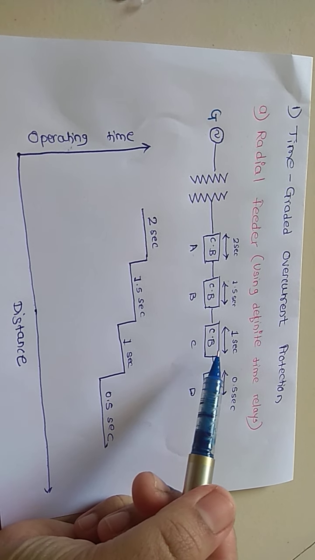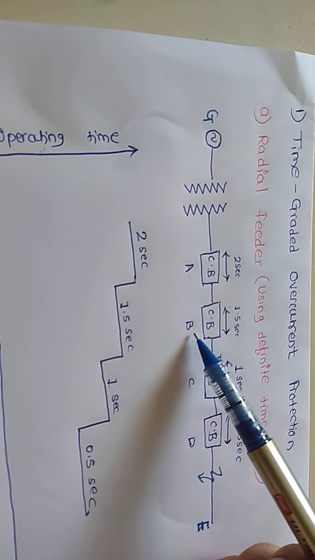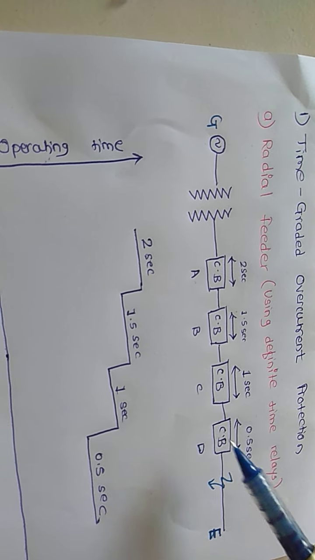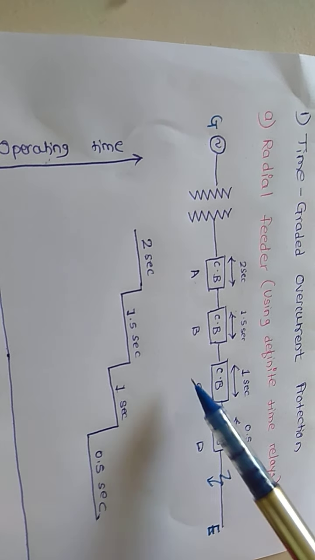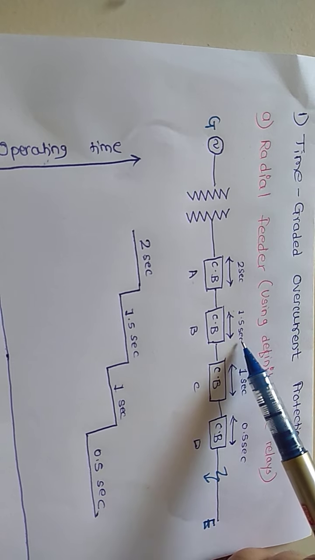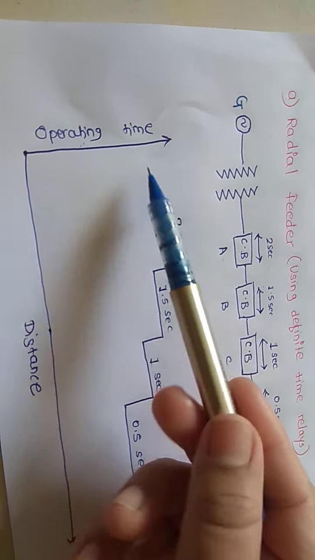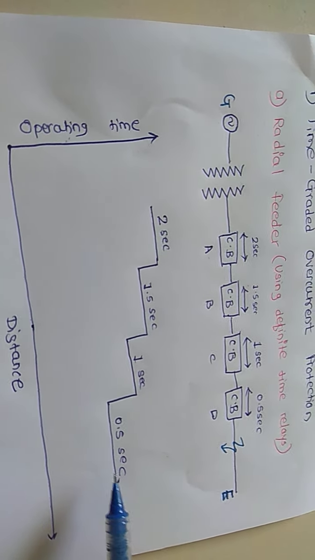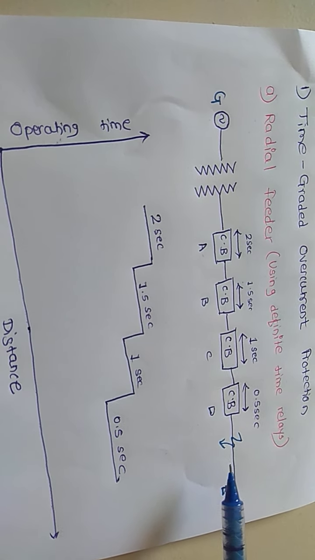Next, if C also fails to operate, then B, and if B also fails to operate, then A. Like that, a relay will operate according to its set time period. That is, D will operate at 0.5 second, C at 1 second, B at 1.5 seconds, and A at 2 seconds. This is the characteristic: operating time versus distance, 2 seconds, 1.5 seconds, 1 second, and 0.5 second. One big drawback of this radial feeder is that continuity of supply cannot be maintained.